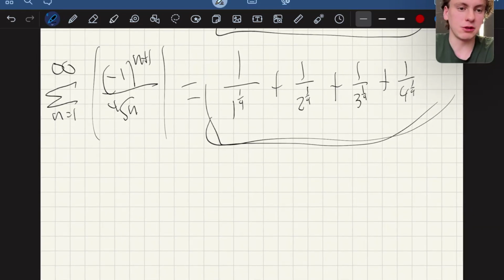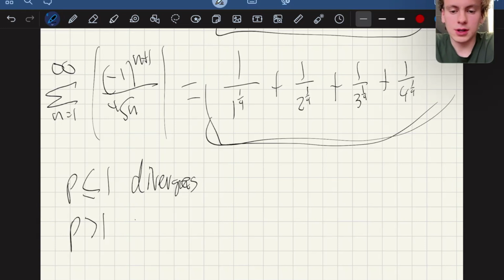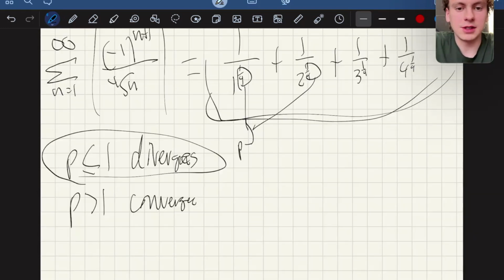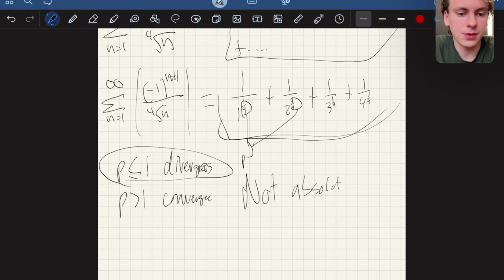So recall the P series we mentioned in the previous example. If P is less than or equal to 1, it diverges. If it is greater than 1, it converges. Here, P is 1/4, as you can see. And since 1/4 is less than 1, this series diverges. So as we can see, it is not absolutely convergent.